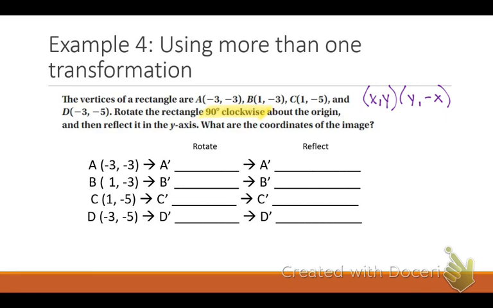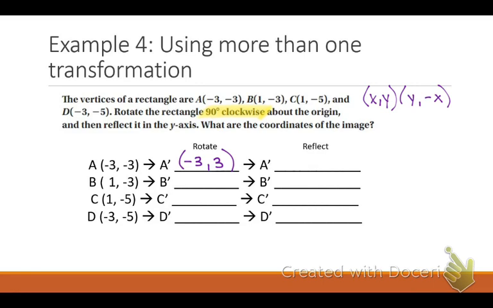I need to reverse point A and do the opposite of X. That means that Y stays the same. So my Y value comes first and the opposite of X comes second. Did anybody do that before I did? Anybody do that? Okay, I want you to rotate B, C, and D.